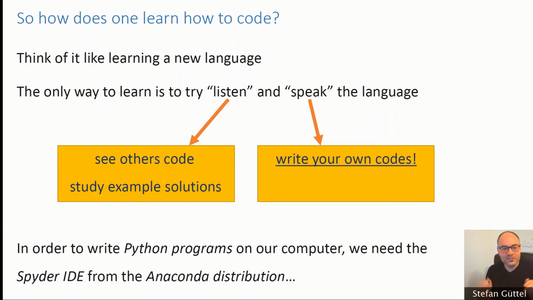You will listen to computer codes by seeing other people coding. This is what the live coding sessions are for. And of course, I will also provide you with example solutions to all the exercises that you can study independently. But then, most importantly, you should always attempt writing your own computer codes. That is the equivalent to speaking a language. Even if it is with errors and mistakes in the beginning, you have to learn from your mistakes. And the only way to do so is to actually attempt writing your own Python codes.